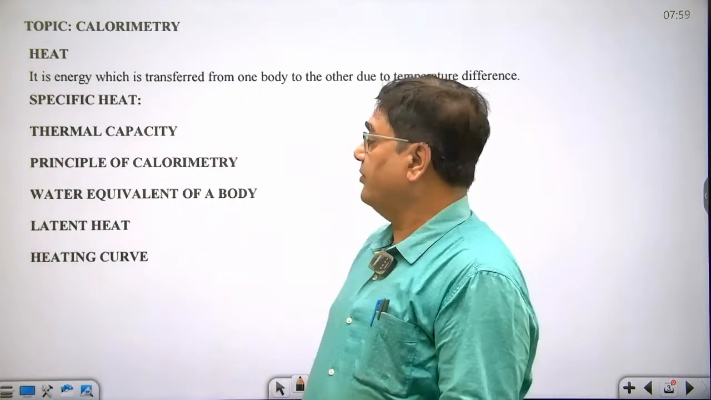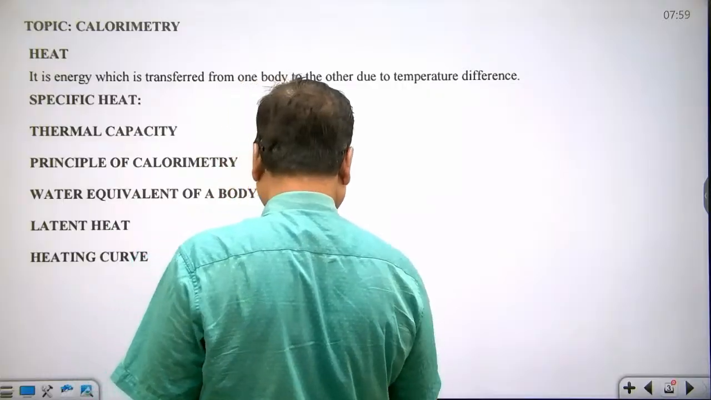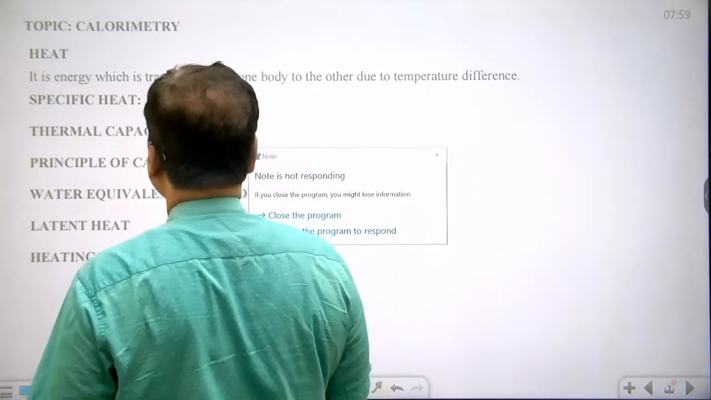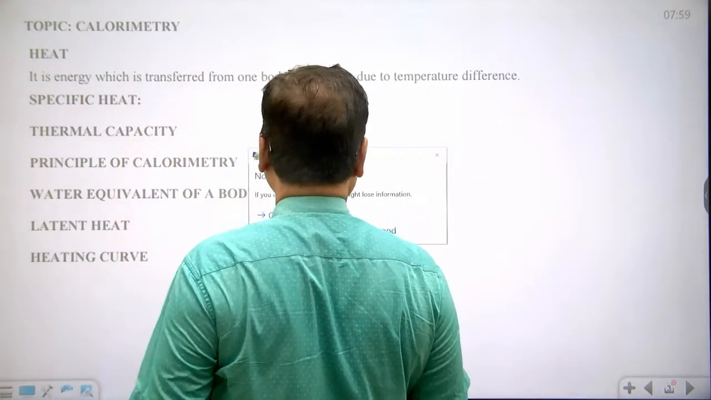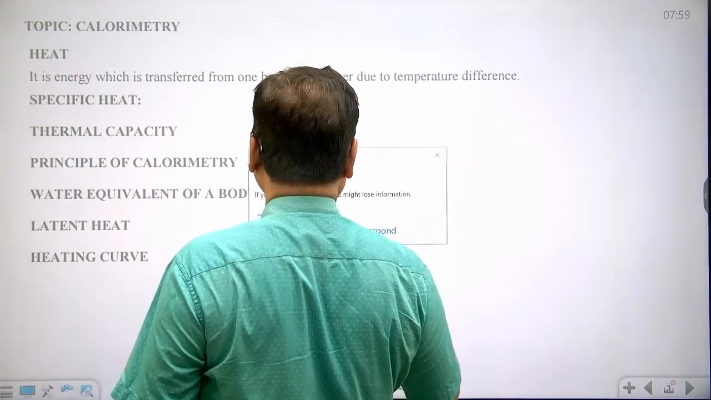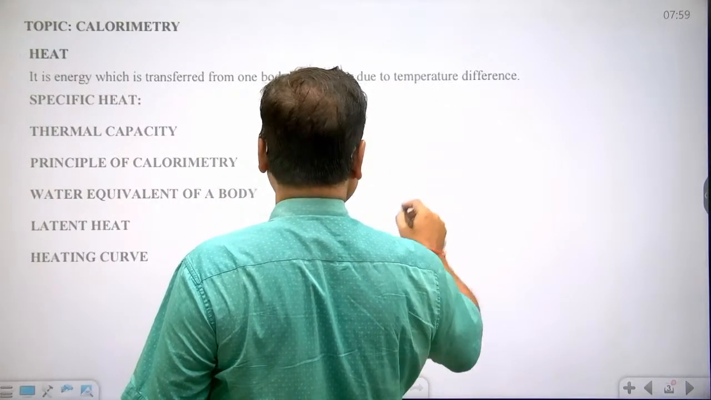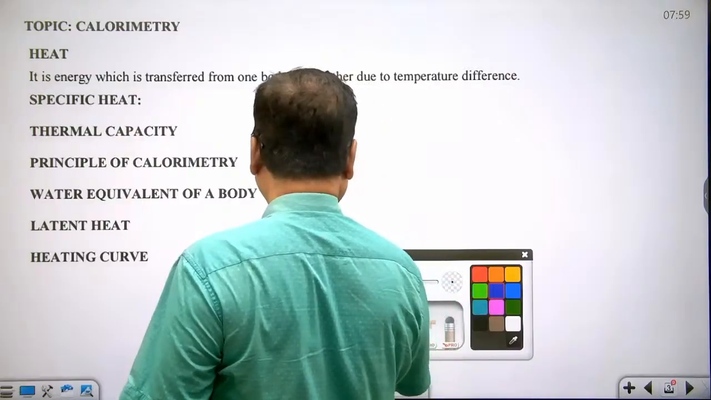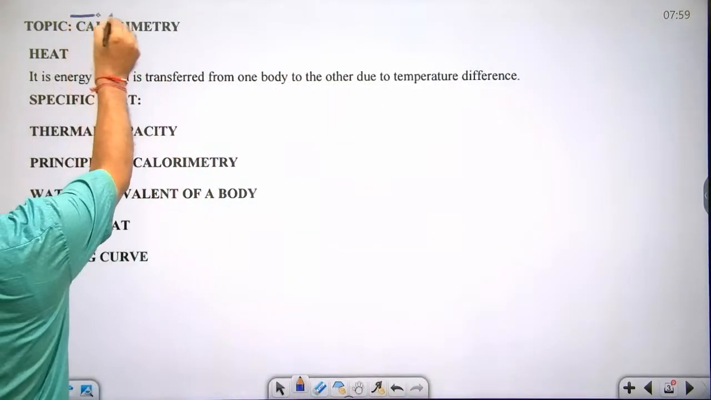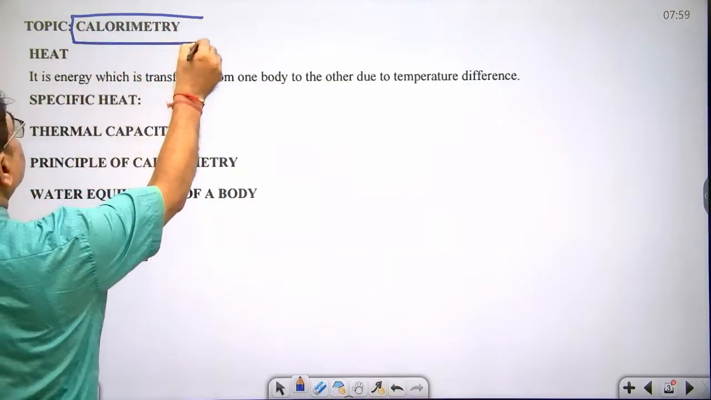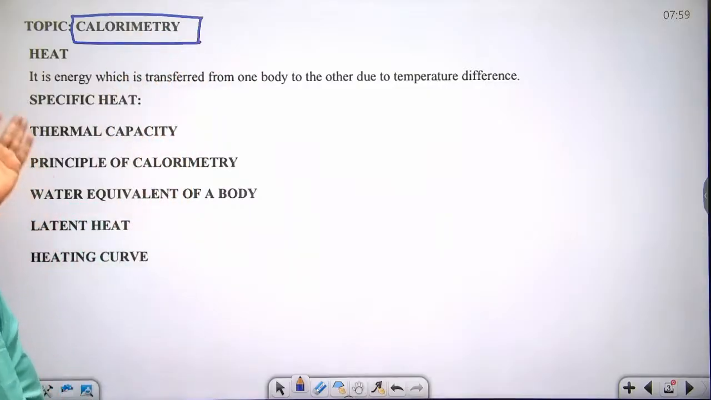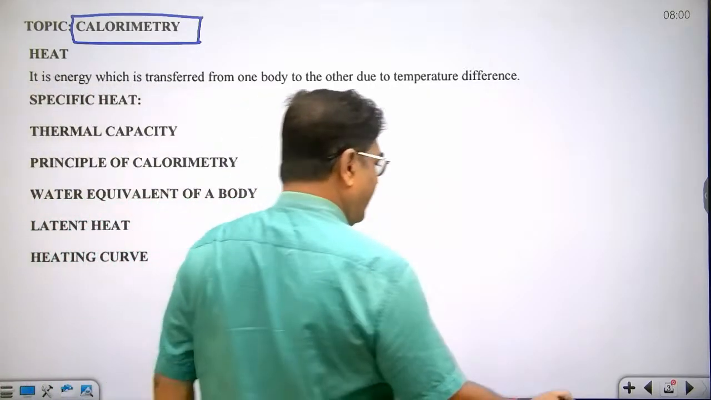So let's start calorimetry. The things which we will study here: what is heat, what is specific heat, types of specific heat, thermal capacity, principle of calorimetry, water equivalent of body, latent heat and heating curve. Okay, one by one we will study.